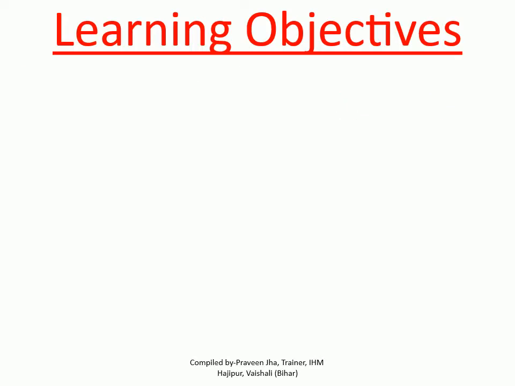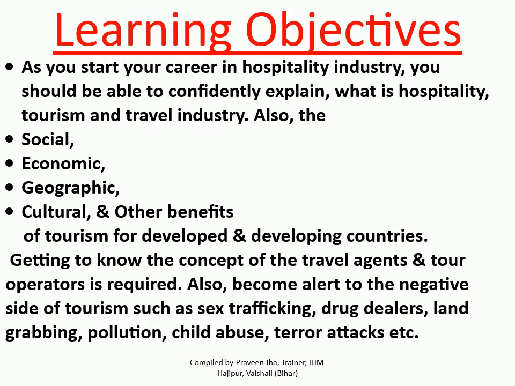Learning objectives. As you start your career in hospitality industry, you should be able to confidently explain what is hospitality, tourism, and travel industry. Also, the social, economic, geographic, cultural and other benefits of tourism, for developed and developing countries. Getting to know the concept of the travel agents and tour operators is required. Also, become alert to the negative side of tourism, such as sex trafficking, drug dealers, land grabbing, pollution, child abuse, terror attacks, etc.